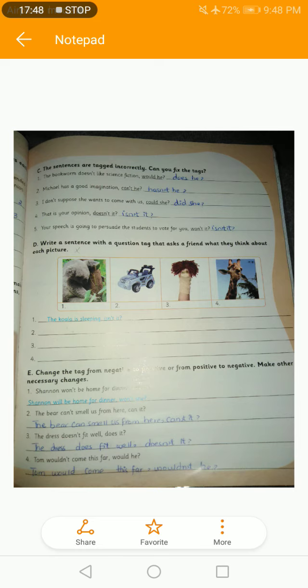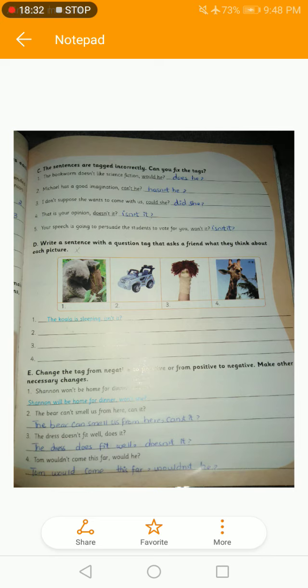Okay, look at the first one. The bookworm doesn't like science fiction, would he? If we use doesn't, then we have to use does he. So the bookworm doesn't like science fiction, does he? Michael has a good imagination, can't he? If we use has, then we have to use hasn't in the question tag. I don't suppose she wants to come with us, could she? It is also wrong. So, did she? That is your opinion, doesn't it? It is wrong. So, that is your opinion, isn't it?